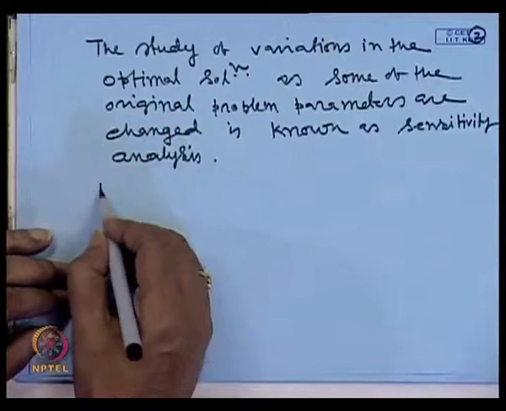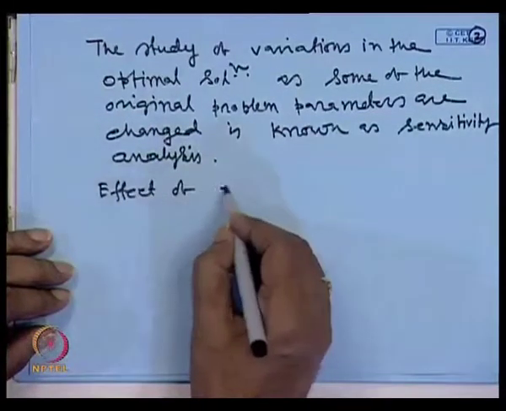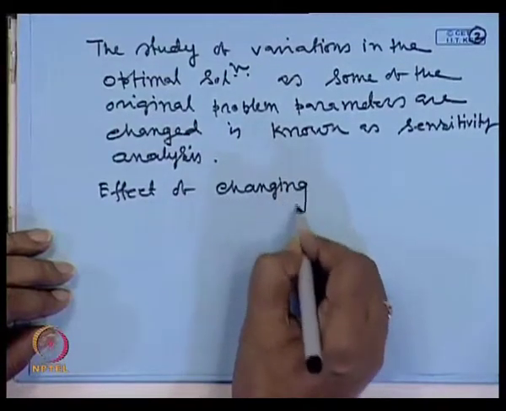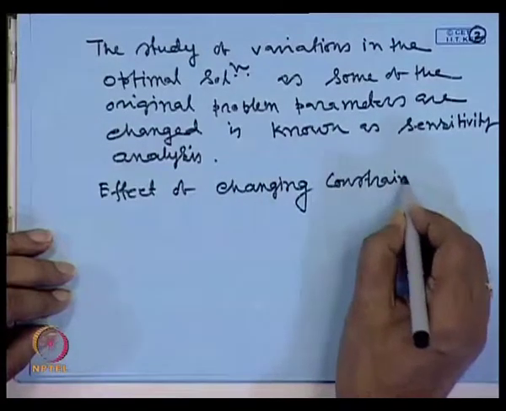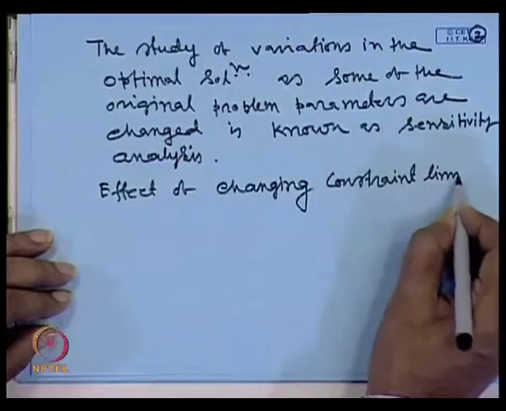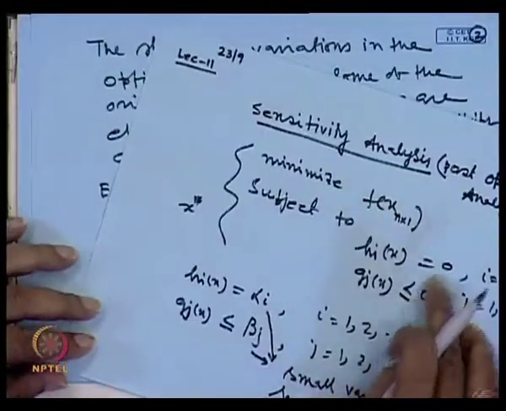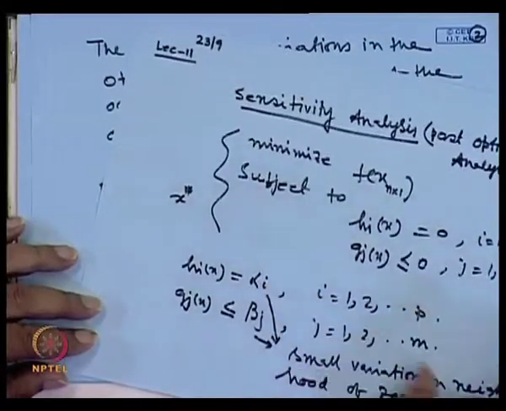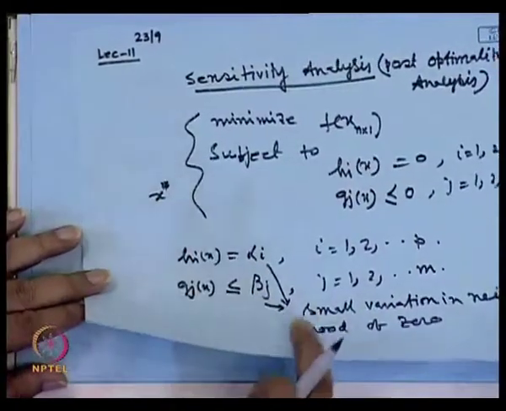So, first we will see the effect of changing constraint limits. So, these are our constraint limits, and if we change them by a positive and small quantity, then what is the change in the optimal solution of these problems.